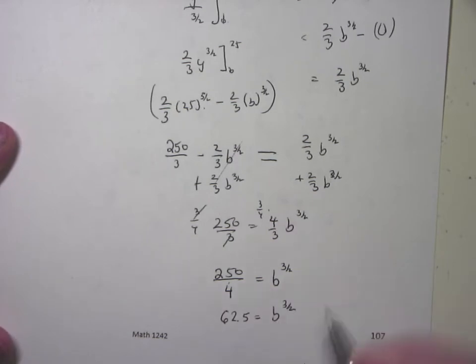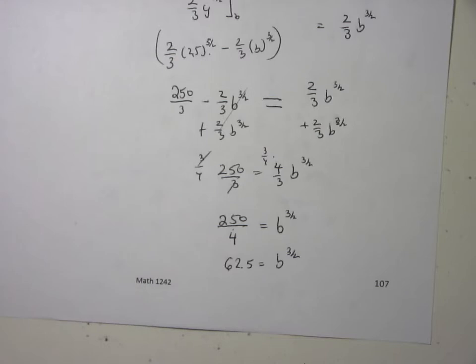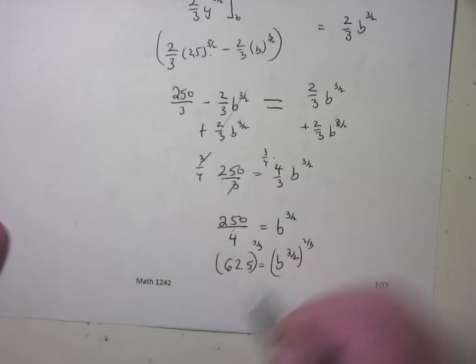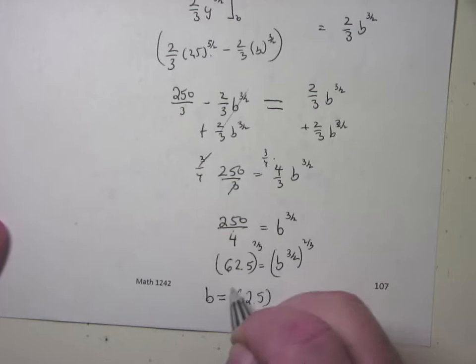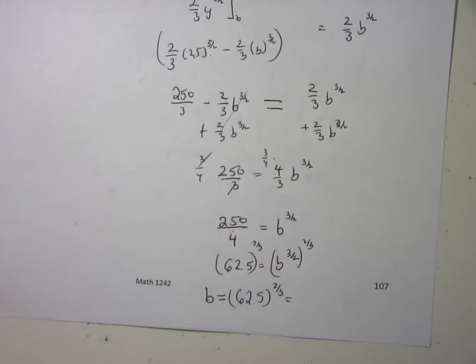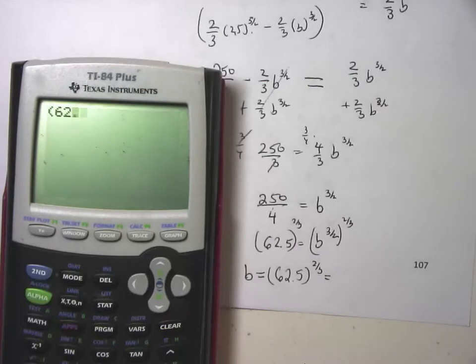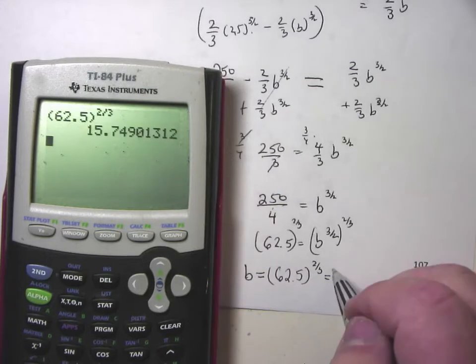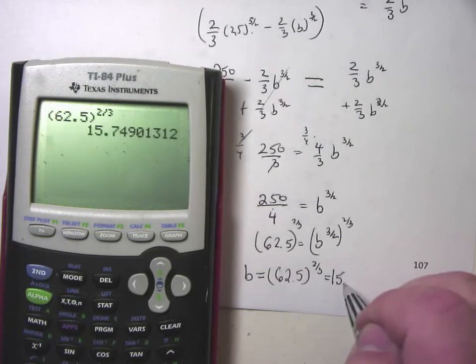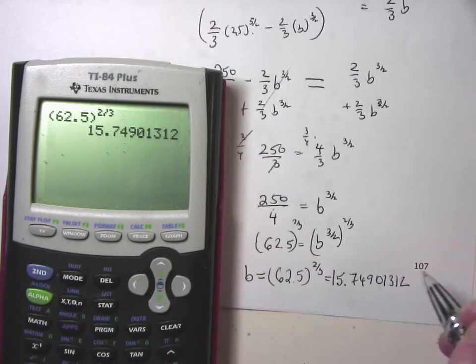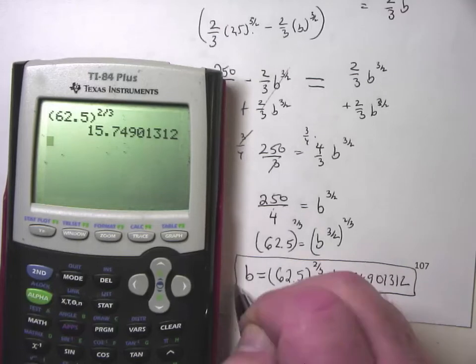And what kills off a 3/2 power? Raising it to the 2/3 power. So b is going to have to be equal to 62.5 to the 2/3 power, which is honestly a crappy number. Sorry, it is what it is. Parentheses 62.5 raised to the 2/3 power, and you get the answer of 15.749013112. That is the answer of what b has to be. Does that make sense?